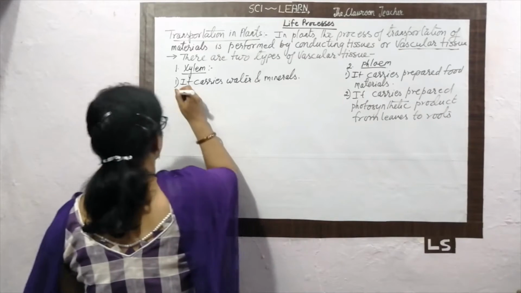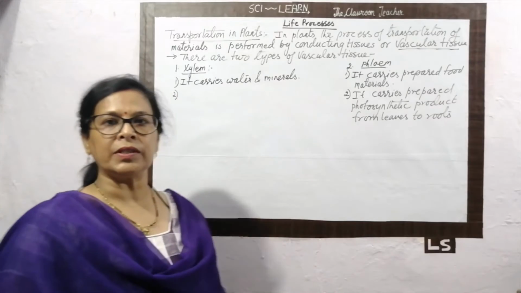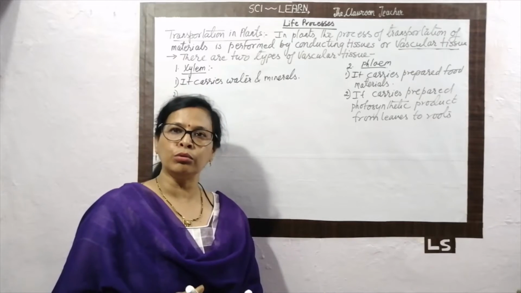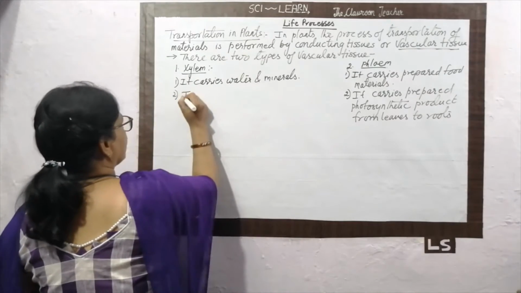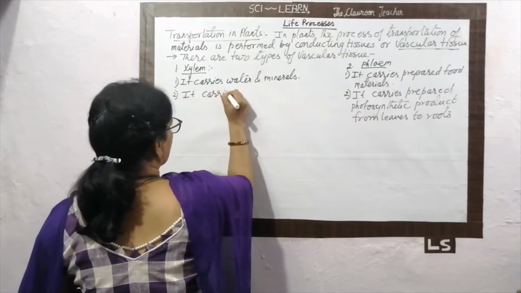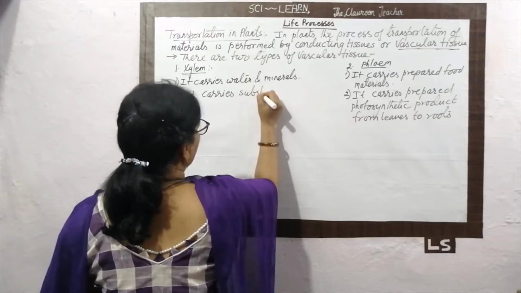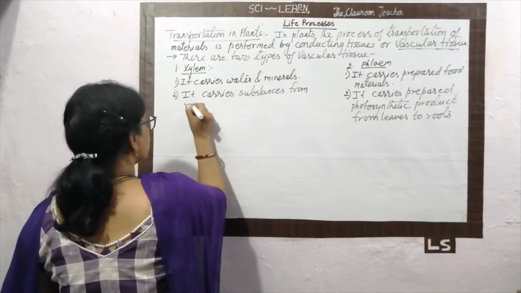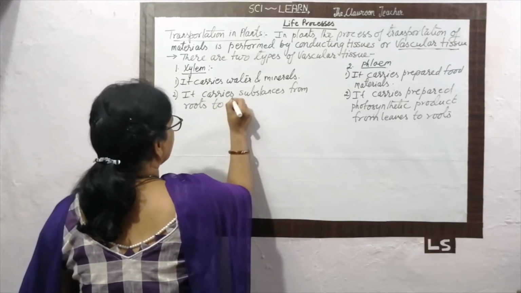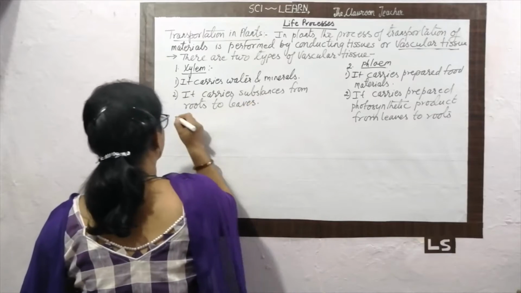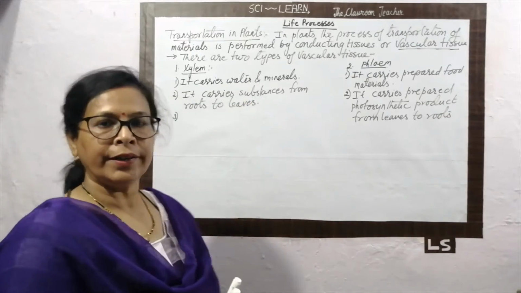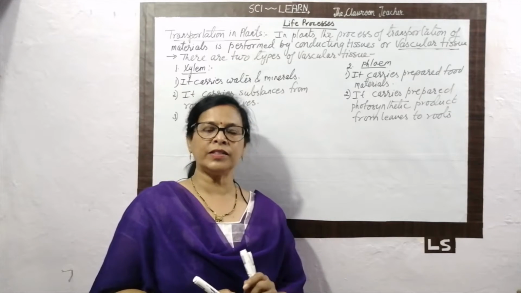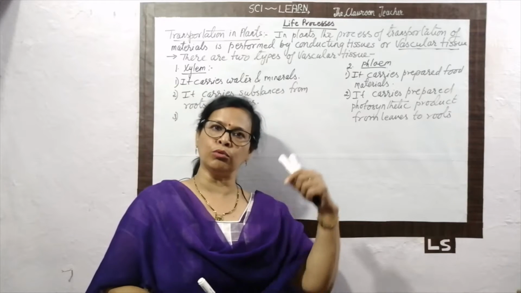What happens with the xylem? The water and minerals are present in the root. So xylem carries the substances, that is the water and mineral substances, from roots to leaves. One more important thing about xylem and phloem: xylem always travels in one direction, that is from root to leaf.